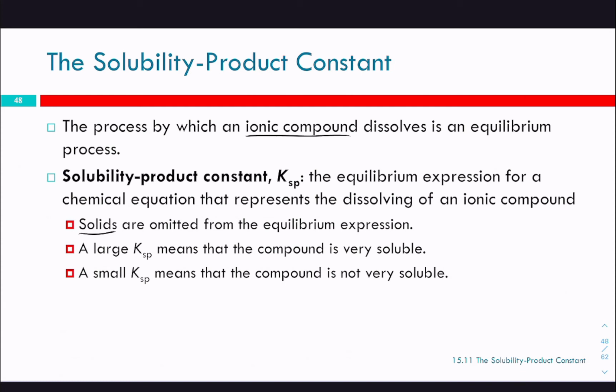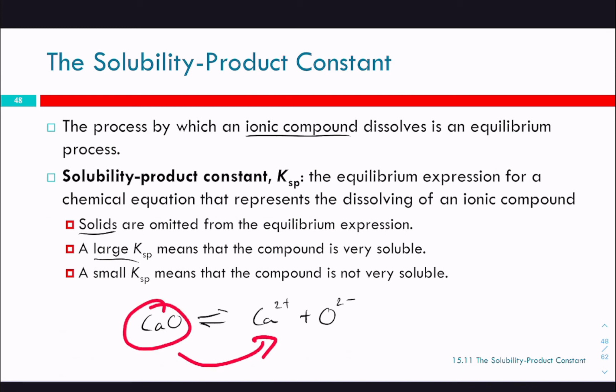But in a similar way to our other reactions, a large Ksp means that the compound is very soluble, because if I just use, let's say, calcium oxide dissolving in water, then this is Ca2+ and O2-. So if this is dissolving in water, we're producing these ions. So our product here, in this sense, is the ions from that solid. So large Ksp means lots of products, means very soluble. Small Ksp means not very much product, also not very soluble. Most of it stays in the solid form.